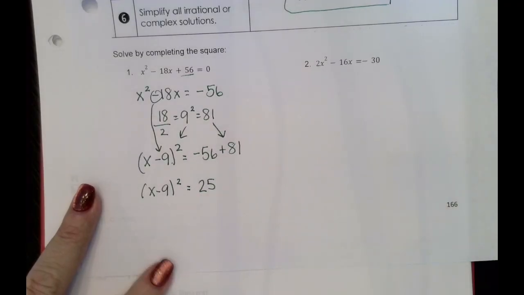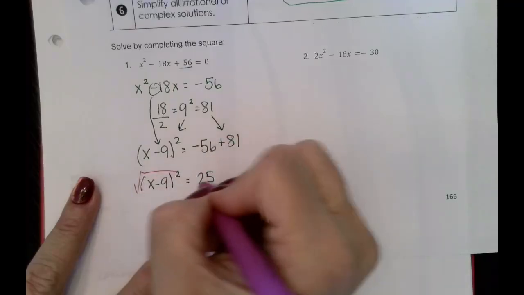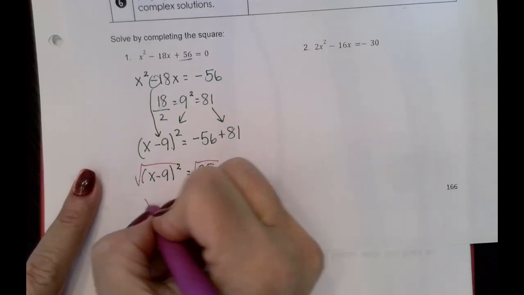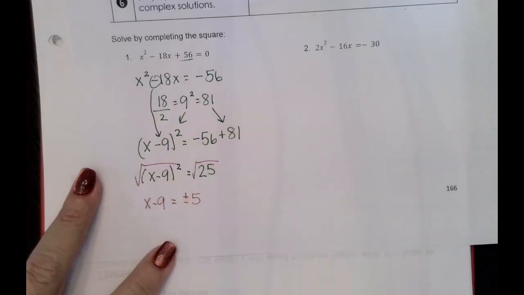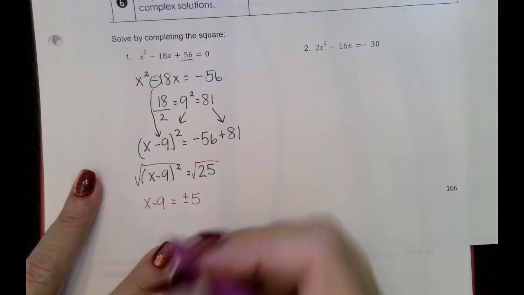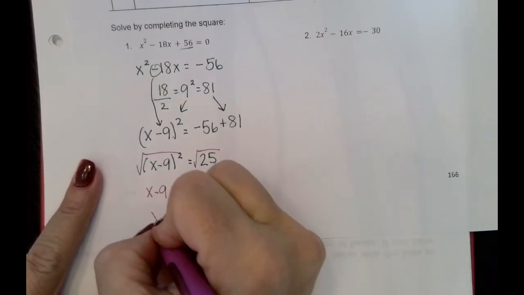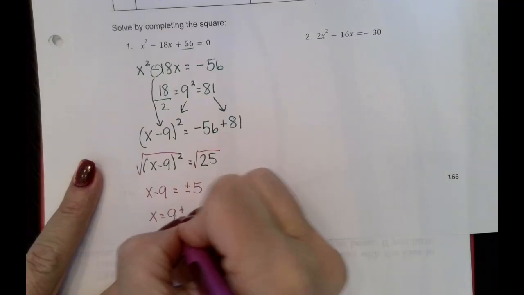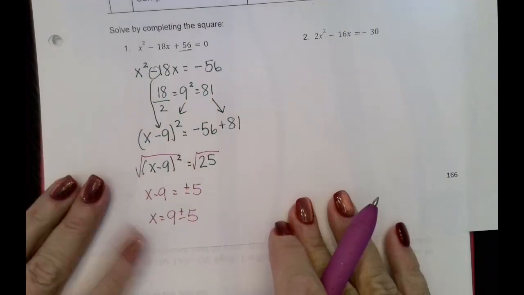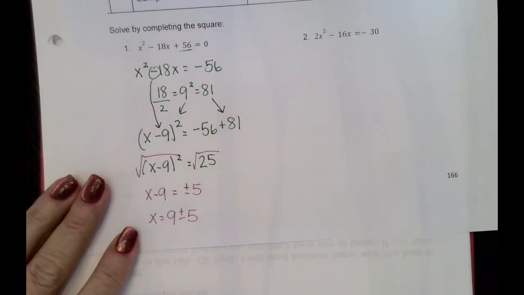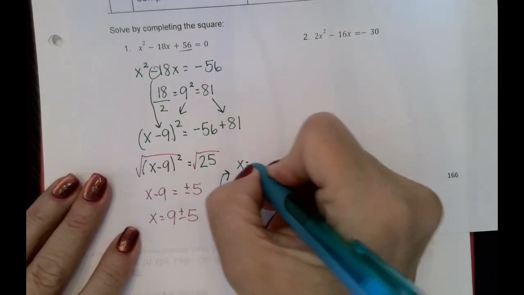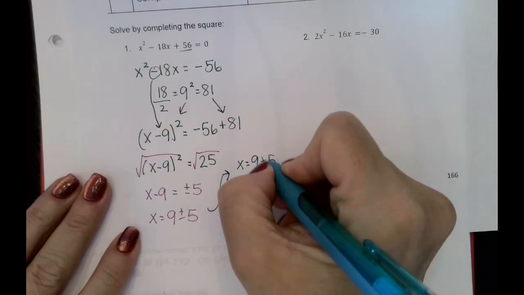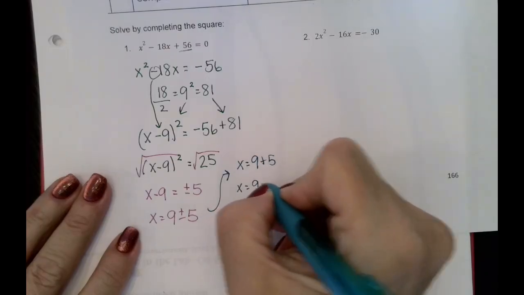Oh, this is a good one. So now I take the square root of both sides, and I have x minus 9 equals plus or minus 5. Bring the 9 over. Now, this I can solve. So I'm not going to stop here, because what this is saying is x equals 9 plus 5 and x equals 9 minus 5.